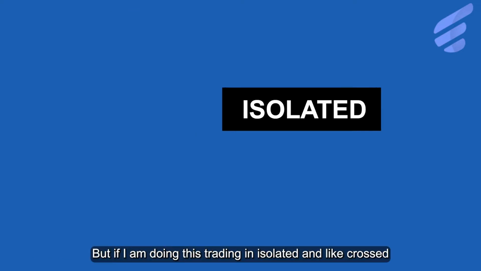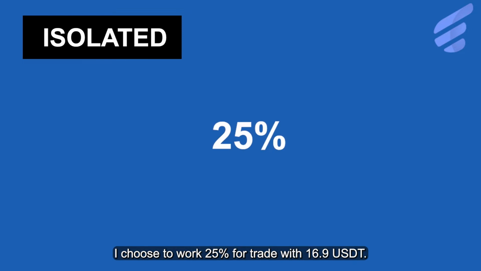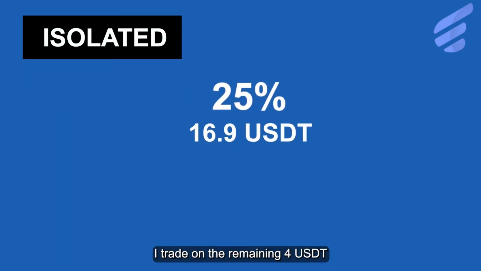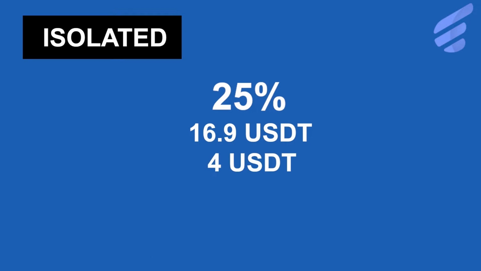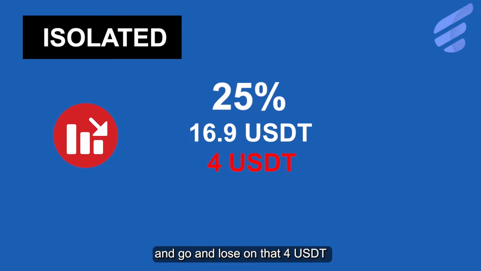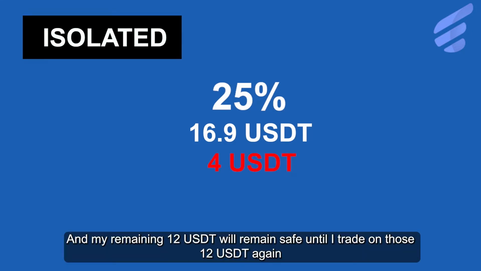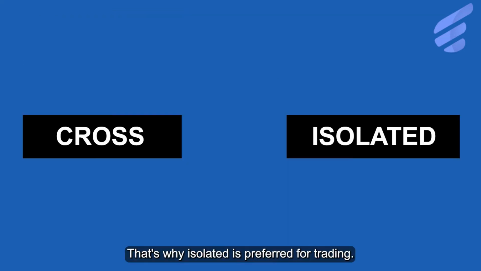But if I am doing this trading in isolated and, like cross, I choose to work 25% per trade with 16.9 USDT, I trade with 4 USDT and lose that 4 USDT. My trade will be closed automatically, and my remaining 12 USDT will remain safe until I trade with those 12 USDT again. That's why isolated is preferred for trading.